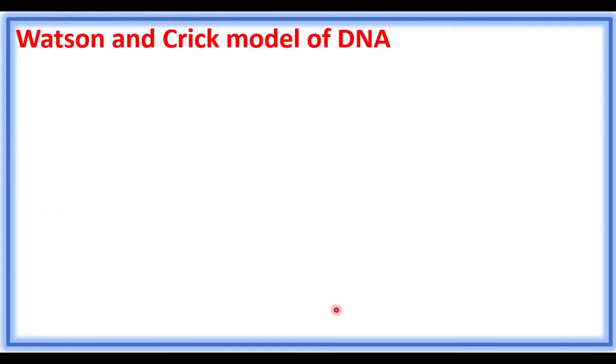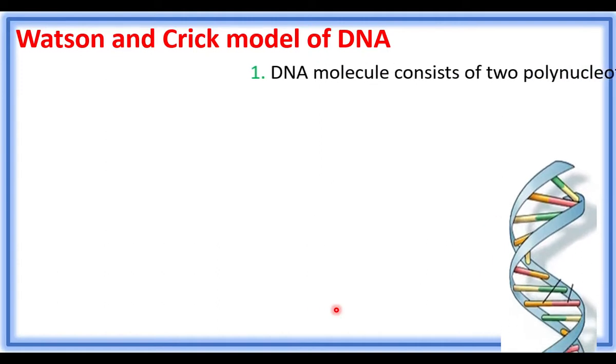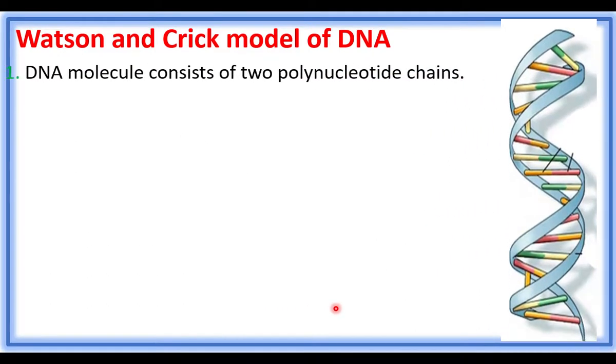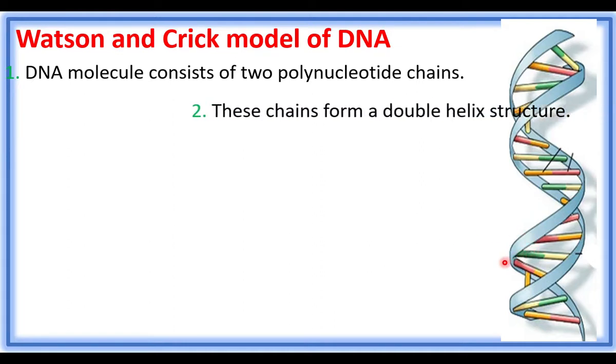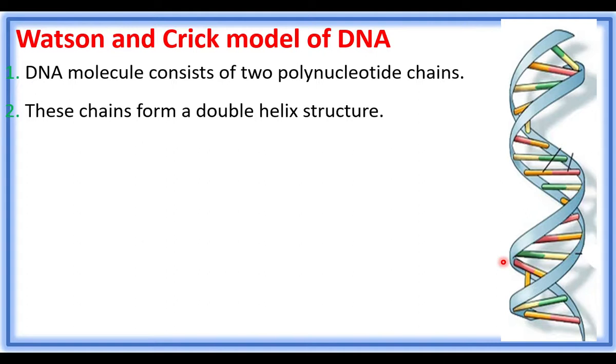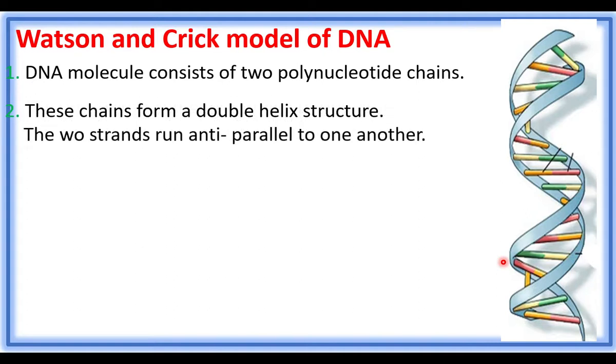Watson and Crick proposed the double helix model of DNA. The DNA molecule consists of two polynucleotide chains. These chains form a double helix structure. The two strands run antiparallel to one another.